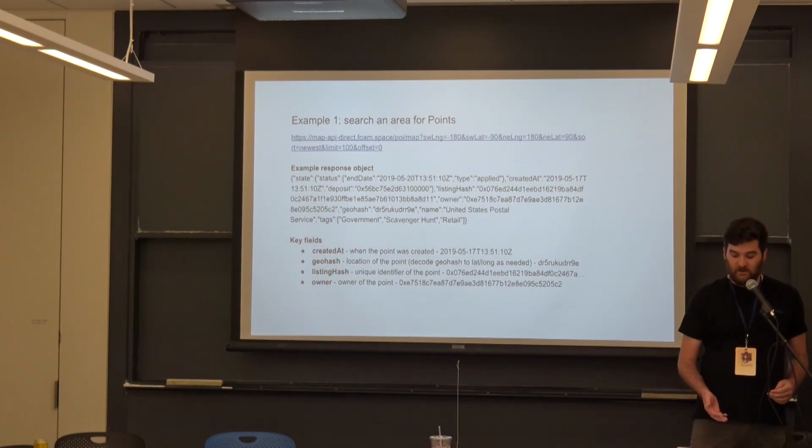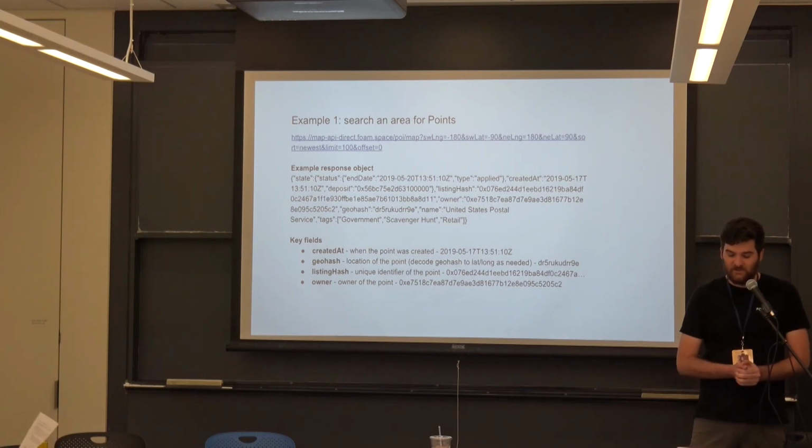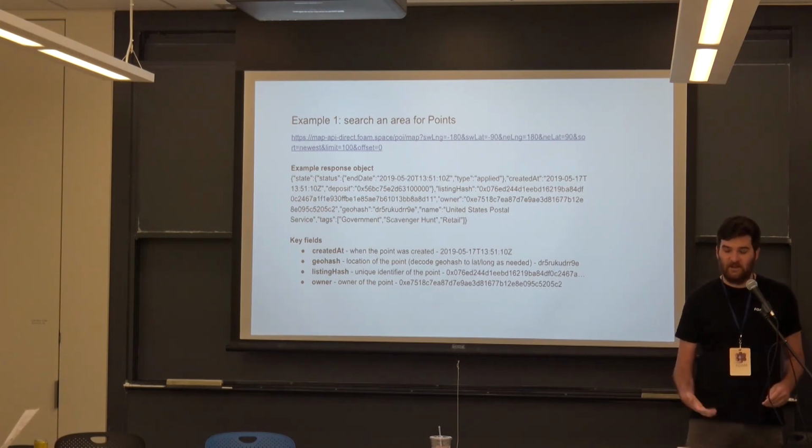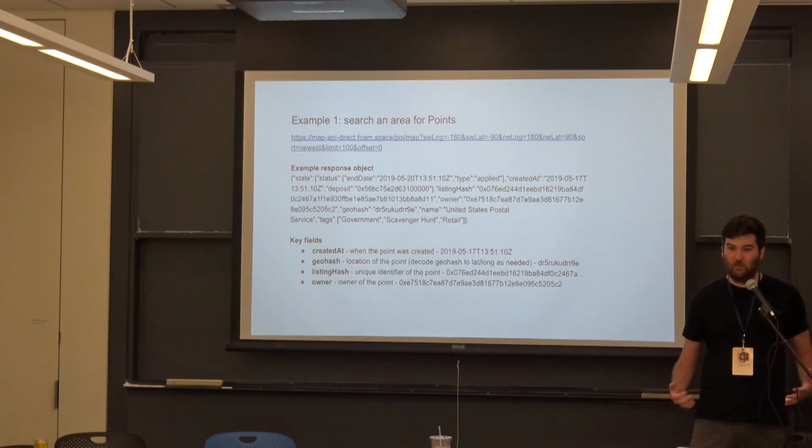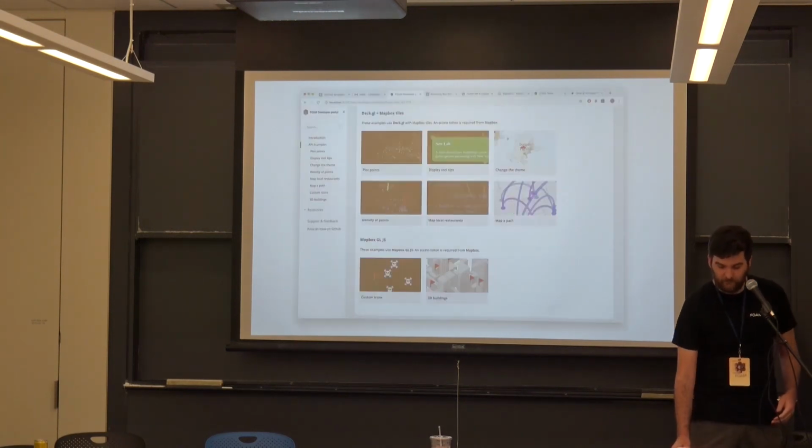So this is taken from the sheet that I passed around, but it's just a simple example of the kind of data you're going to get from doing these API calls. And the key fields that you may want to look at for different applications are: when was this point created, is it in a certain geofenced area, and who's the owner, and what other points have they done, or what other activity have they pursued.